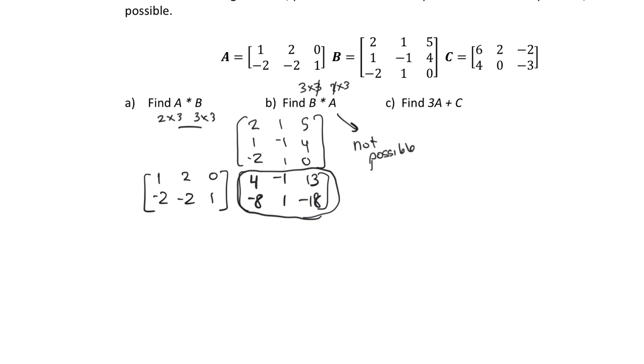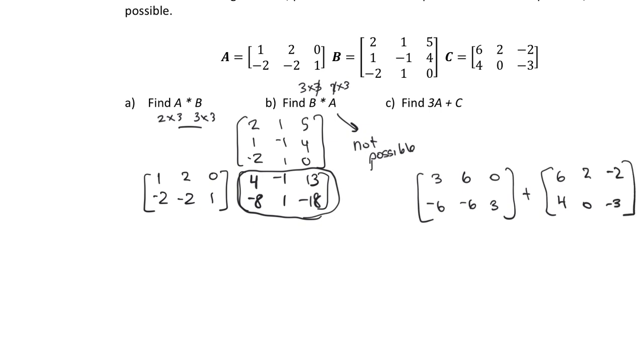Part C, 3 times A means every entry in matrix A is multiplied by 3. And we're going to add that to matrix C. And matrices can only be added together, remember, if they are the exact same size. So these two matrices are the same size. We're just going to add the entries in the corresponding spots.